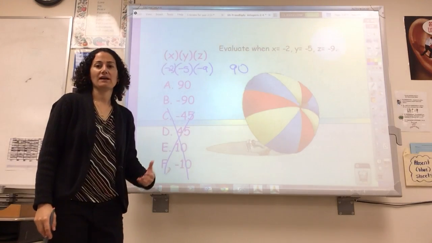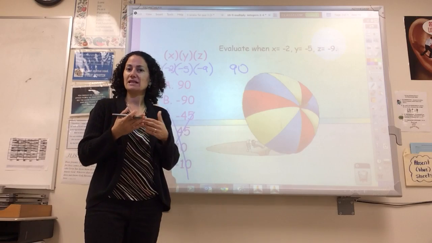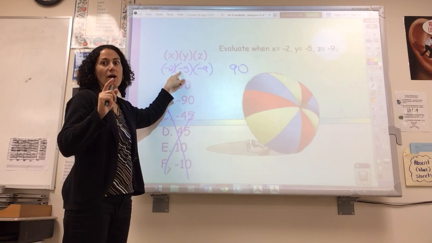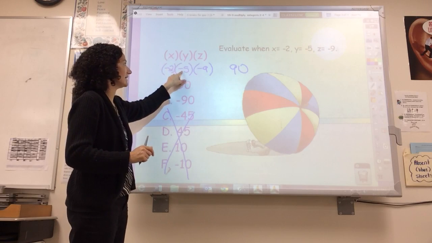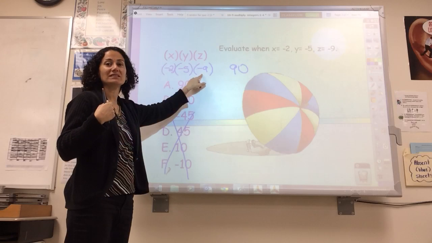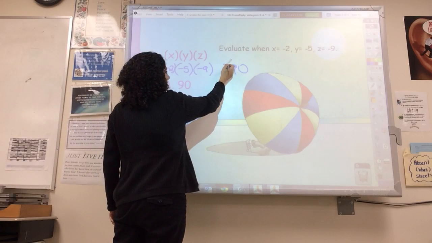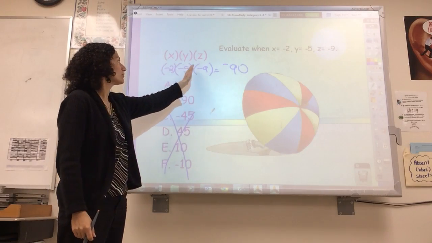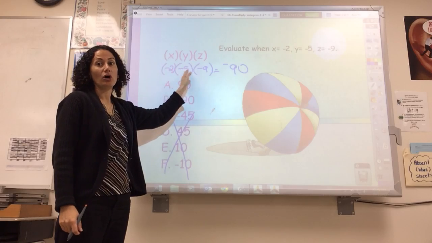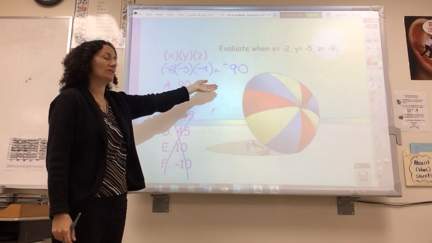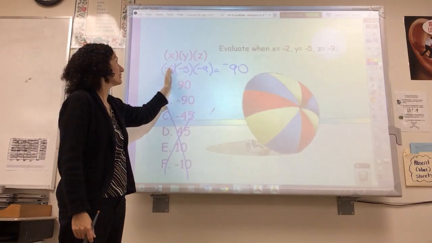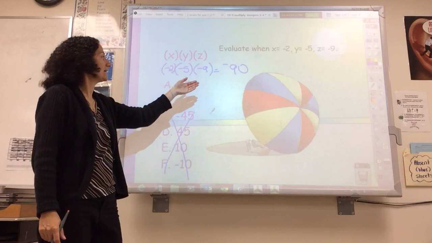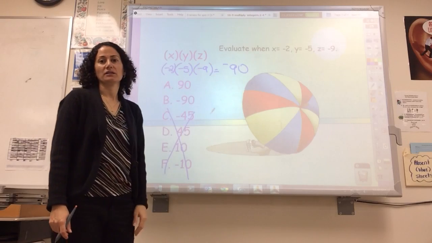Now we have to think about the sign. Just do one step at a time. So a negative times a negative is a positive, and then a positive times a negative will give us a negative. So our final answer here is a negative. You might notice that when you have 3 factors and they're all negative, you're going to end up with a negative product when multiplying.